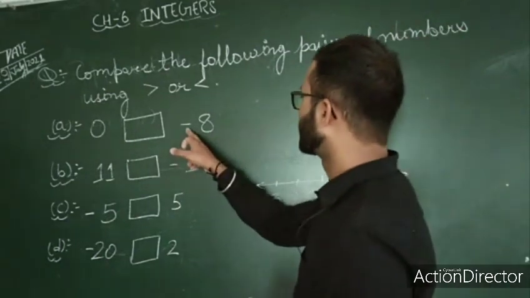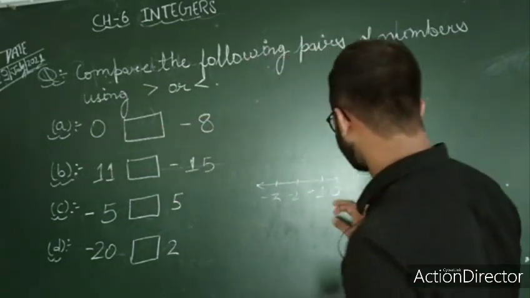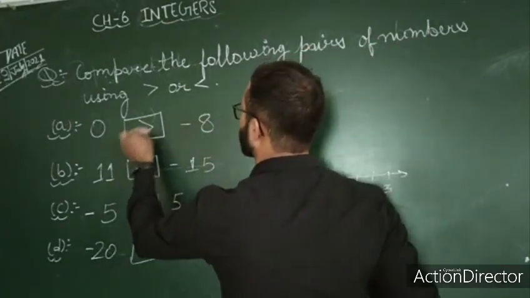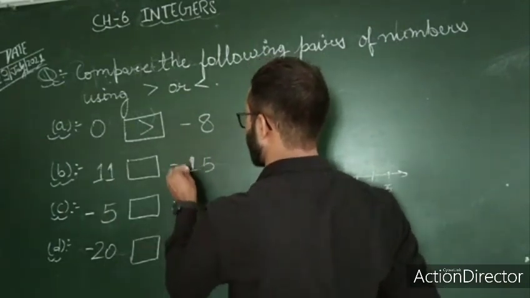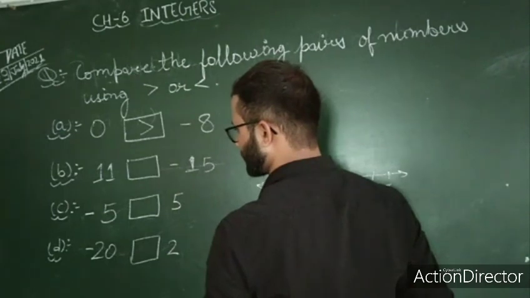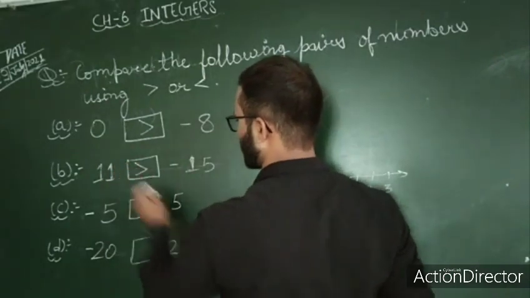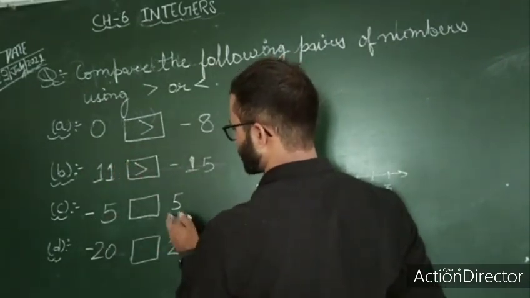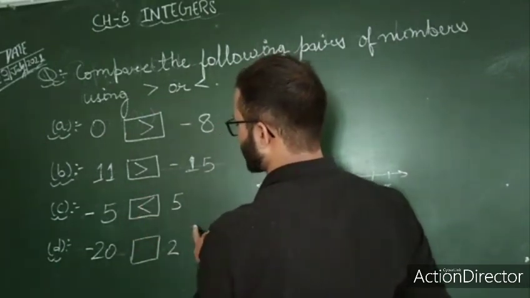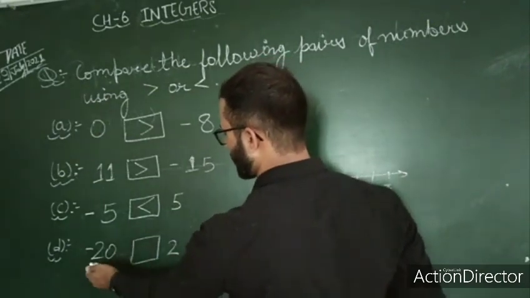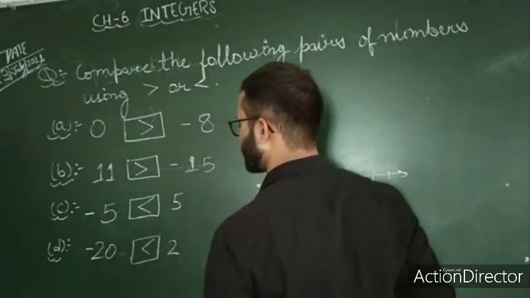So here minus 8 is smaller as compared to 0, because here we move on the negative side. So minus 8 is smaller as compared to 0. Now here we compare the next numbers, 11 and minus 15. So here 11 is greater as compared to minus 15. Now minus 5 and 5. So here positive 5, because a positive number is greater as compared to a negative number, right? So here 5 is greater as compared to minus 5. Now here minus 20 and 2. So this number is greater here. Here 2 is greater as compared to minus 20.